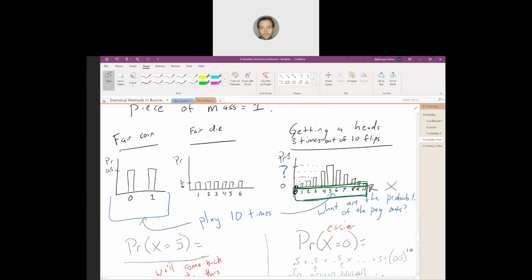Oftentimes people like to think about what are called uniform distributions. That's where all of the pieces of clay are the same mass, as in the case with a fair coin or a fair die. But there's other distributions, like counting the number of heads that you get flipping a coin 10 times. And that distribution looks different. There's a lot of mass in the middle, and less mass as you get far away from the mean.